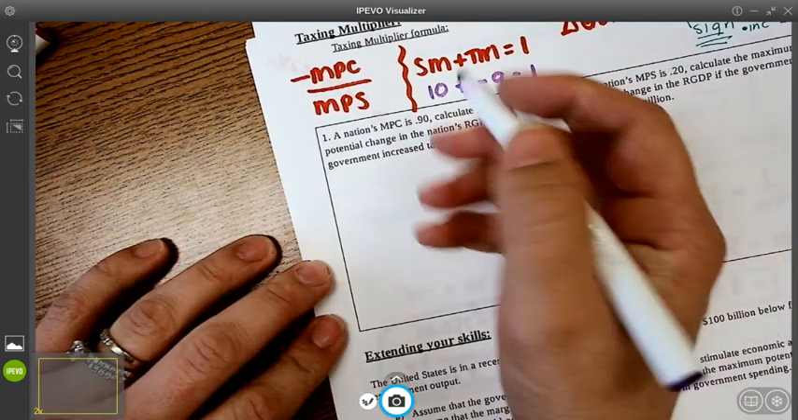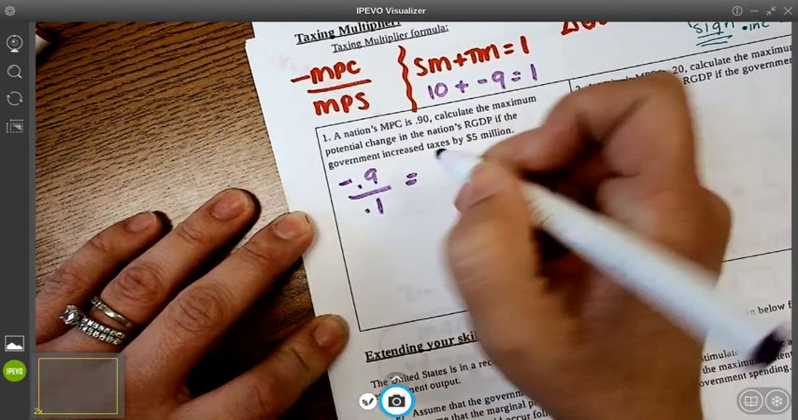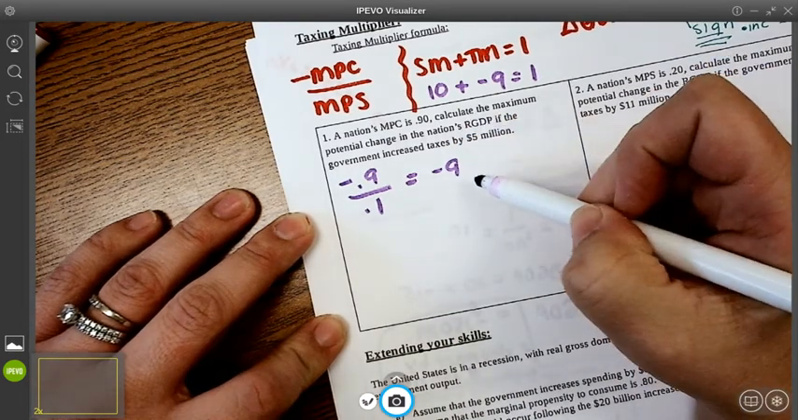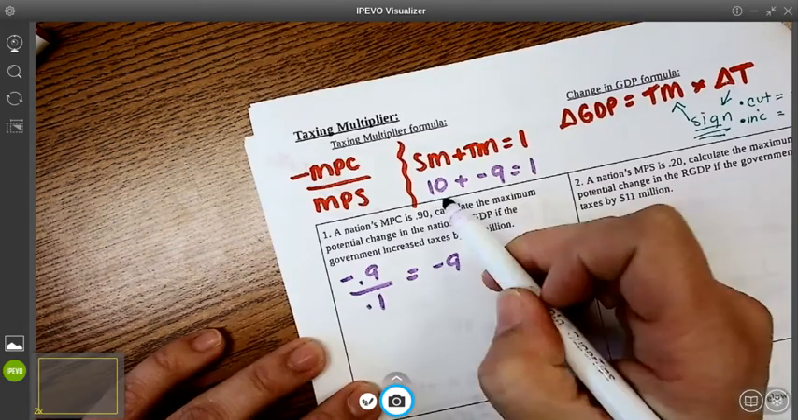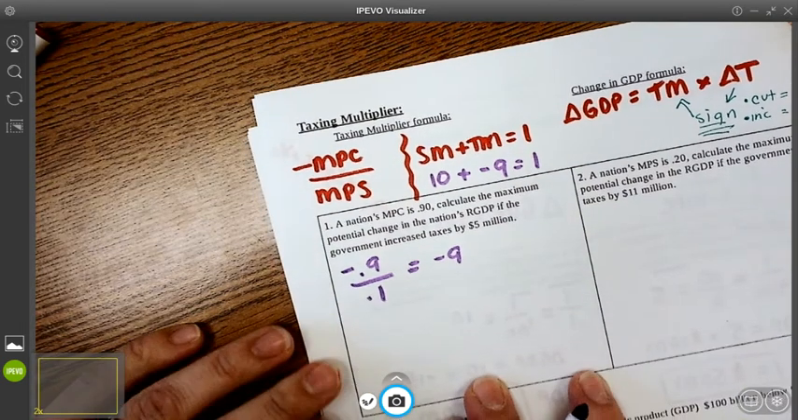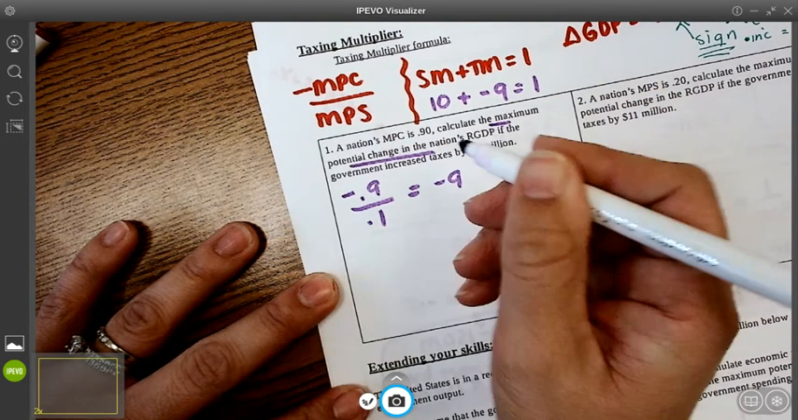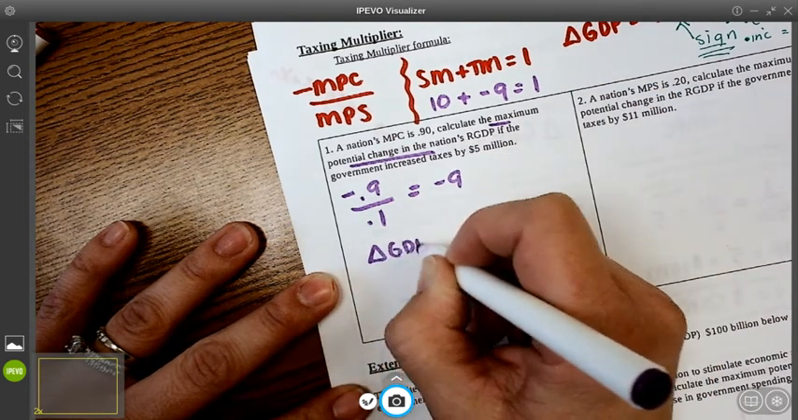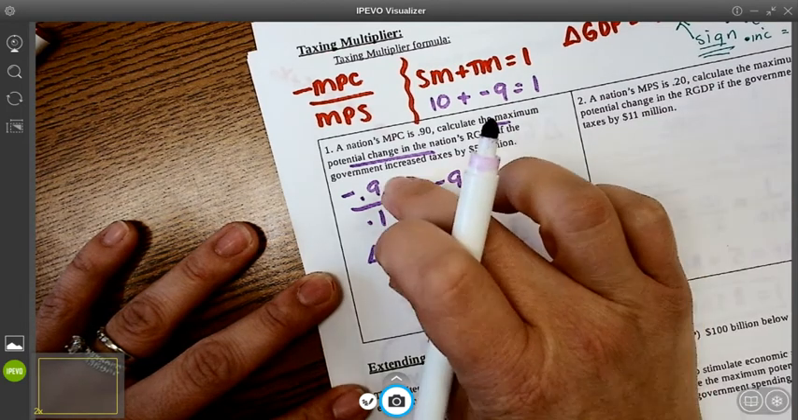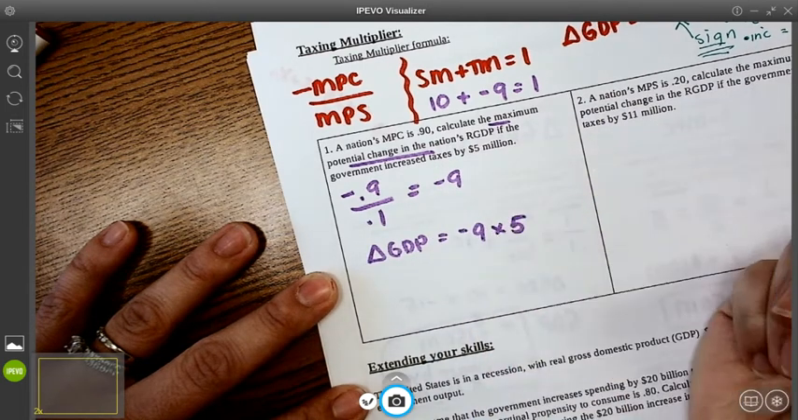So if the MPC is 0.9, that would be a negative 0.9 divided by 0.1. And of course, that's going to come out to negative 9. Or if we solve for the spending multiplier, it would be 10 plus a negative 9 equals 1. So either way, negative 9 is going to be the tax multiplier. What's the maximum change in GDP? We're going to solve for the change in GDP, and it's going to equal the tax multiplier, which is a negative 9, if the government increases taxes by 5 million. So that's going to be times a positive 5.